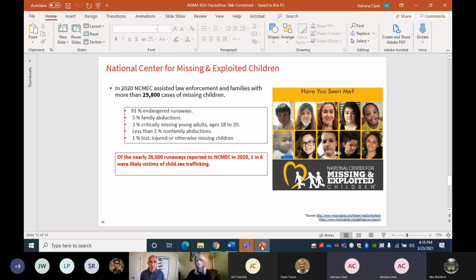But it's something that you have to keep in mind, because these statistics are key components to anything that you do as far as analysis is concerned. It helps you plan on how to provide the solution for any part of the challenge exercise you're doing. So that's why we're presenting these statistics to you. So 5% of them were more family abductions, in the sense relative abduct of the child itself. 3% were critically missing young adults between the ages of 18 to 20.